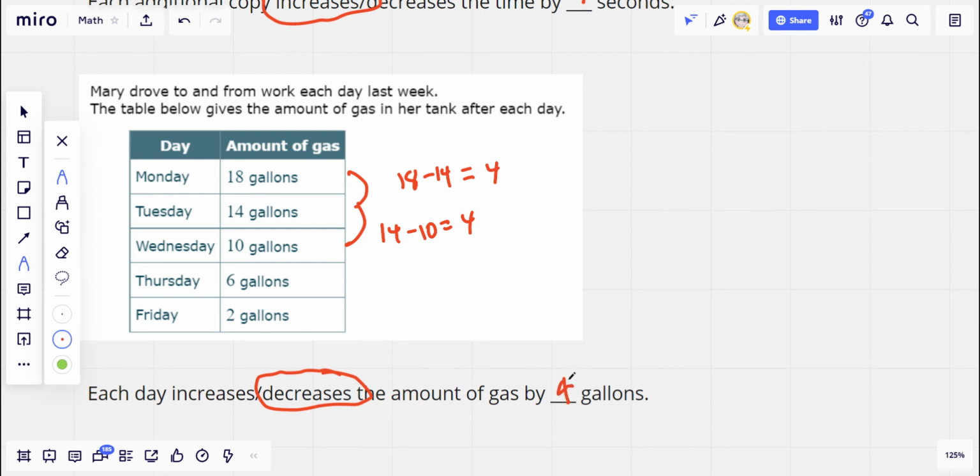That's kind of a lot of gas to just get to work. I think Mary should get a new car if she can.